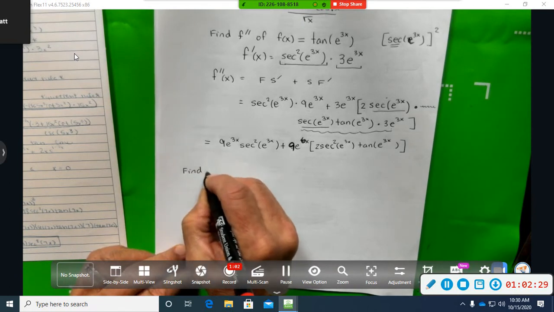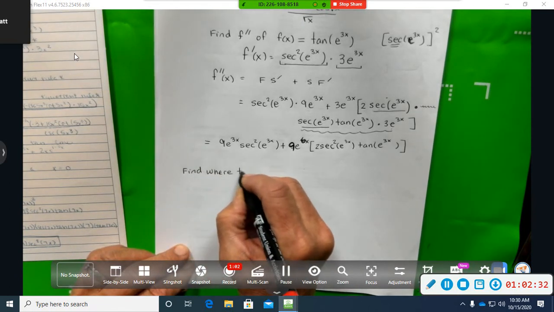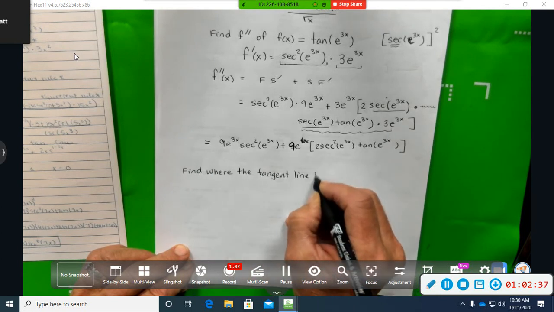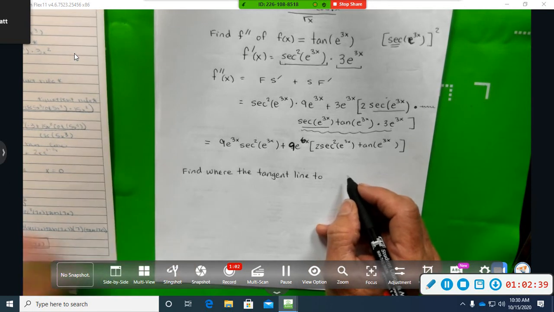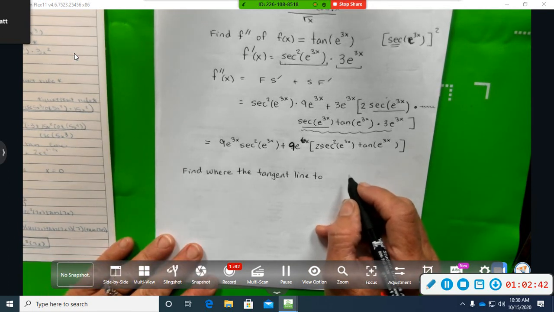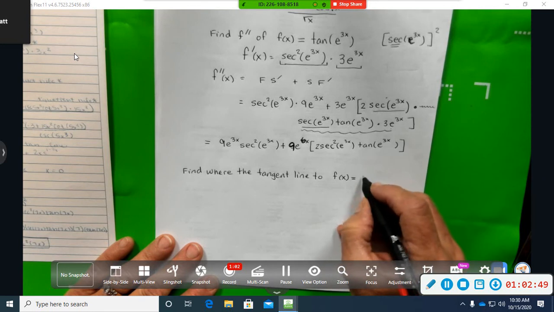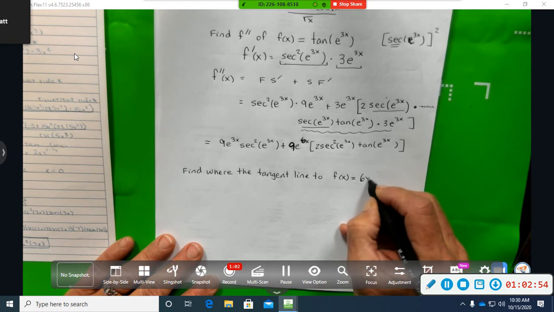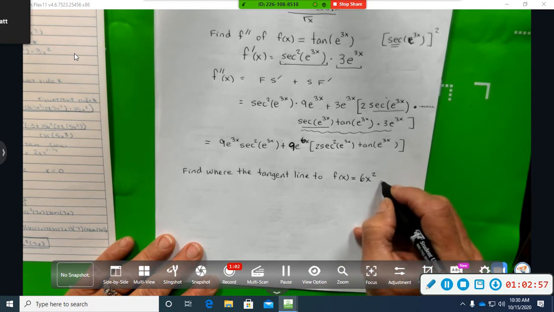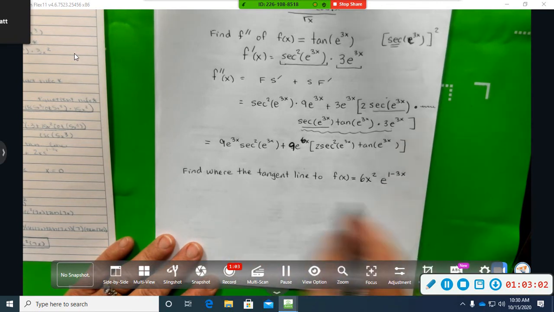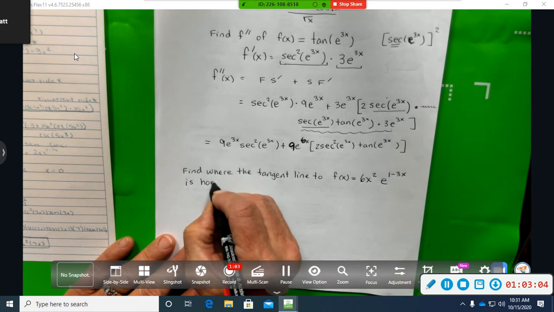Find where the tangent line to, let me find a nice one. F of x is equal to 6x squared times e to the 1 minus 3x. Find where the tangent line to the graph is horizontal.